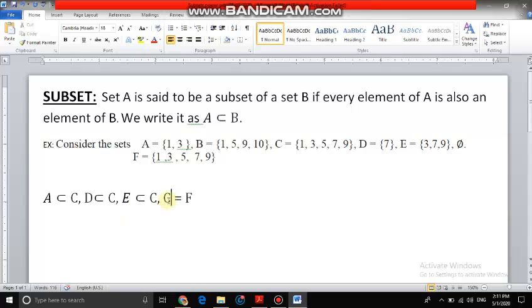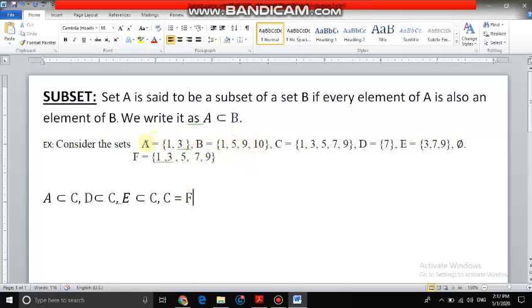Last class we discussed the definition of equal sets, how we decided whether sets are equal or not by comparing each and every element of both the sets. If they are the same, then I said equal. Now I can say if C is a subset of F and F is a subset of C, then also I can say both the sets are equal sets. Okay, so this is the definition of subset.